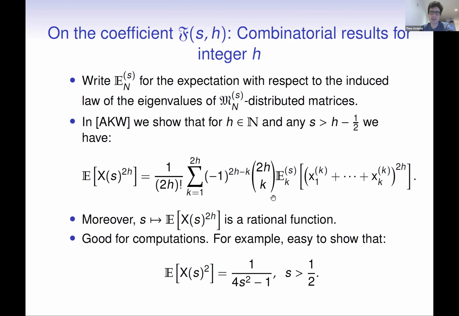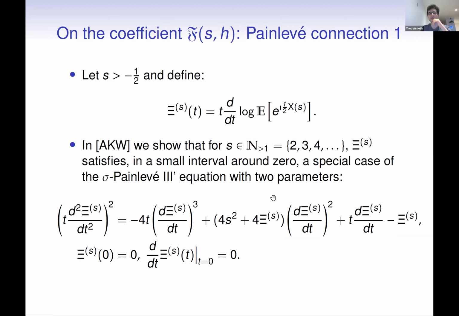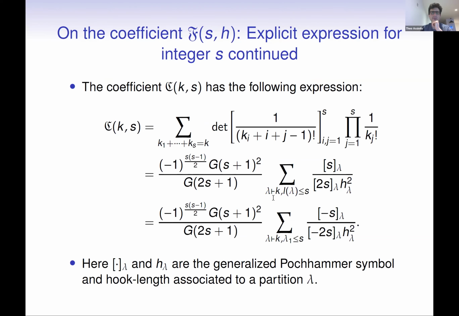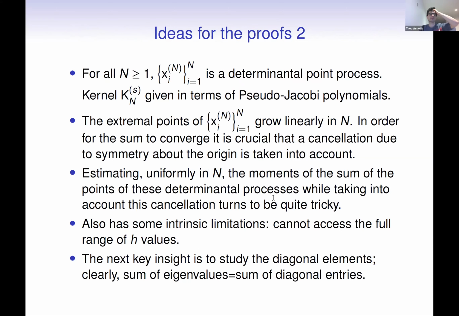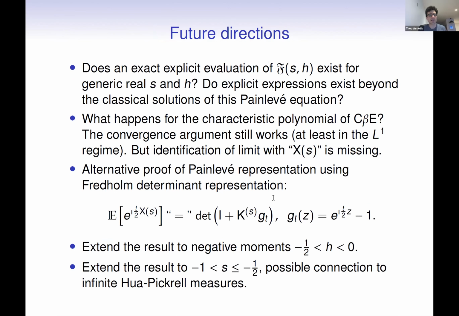But the question is, does there exist some combinatorial formula when both are non-integer? Let's just say S is 1/2 and H is 1/2. Is there some formula for it? I really don't know. It's really not so clear. Also, of course, I'm not an expert in these Painlevé equations, but I looked, and it seems to me that not so much is known in terms of explicit expressions for these non-classical solutions.